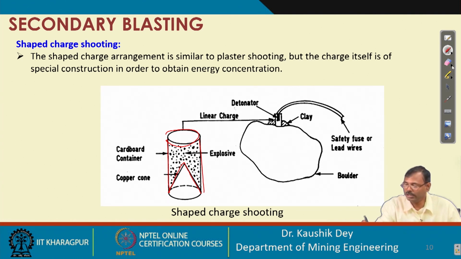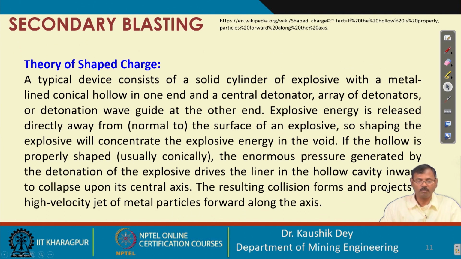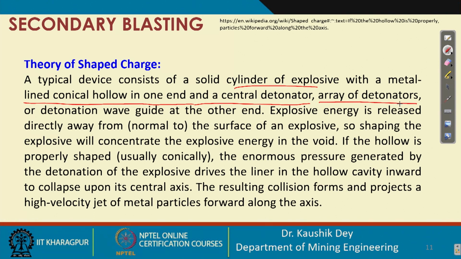There is a theory behind this. So let us look into the theory first. This theory is available in Wikipedia also. A shaped charge is basically a device consisting of a solid cylinder of explosive with a metal lined conical hollow in one end and a central detonator or array of detonators.